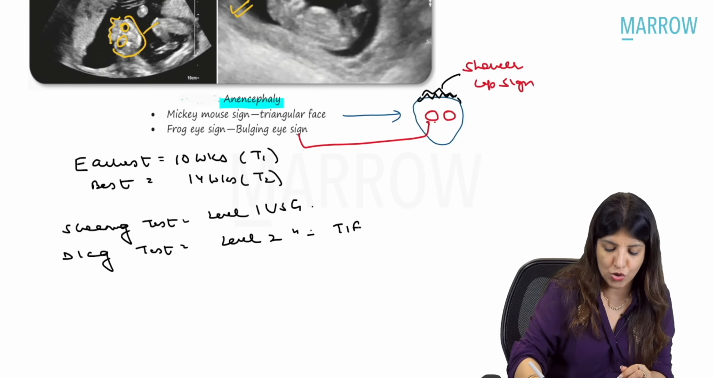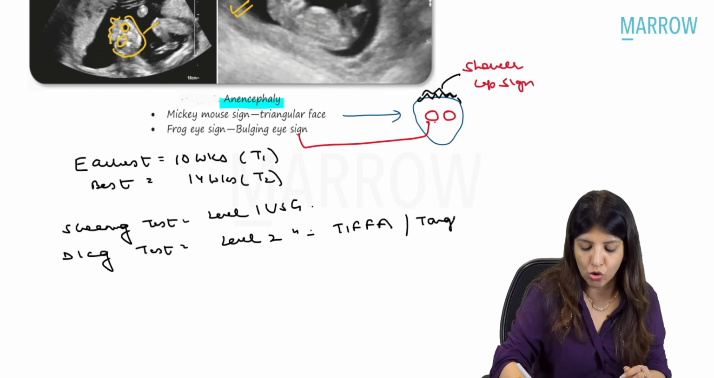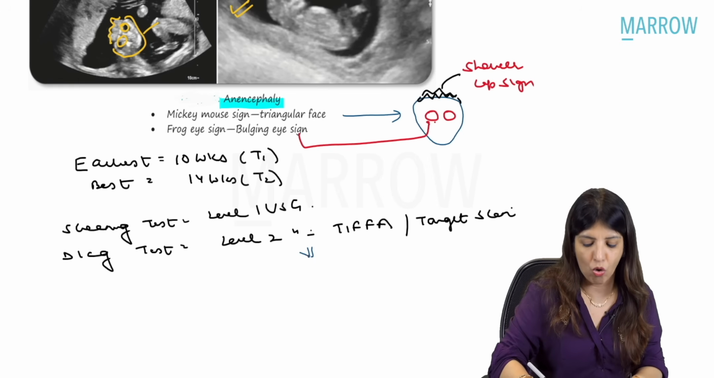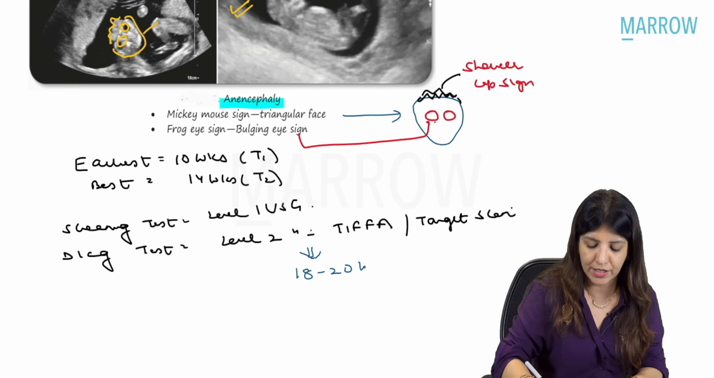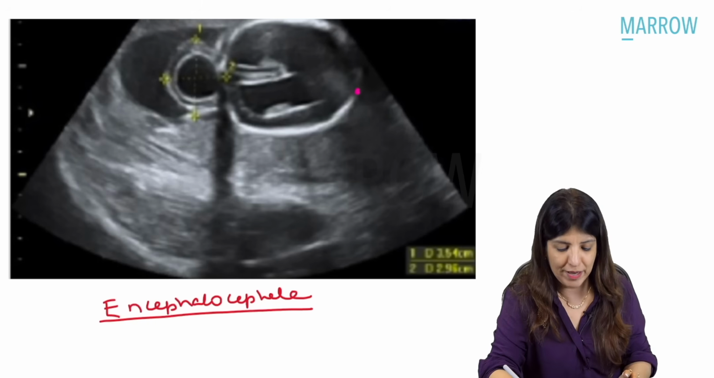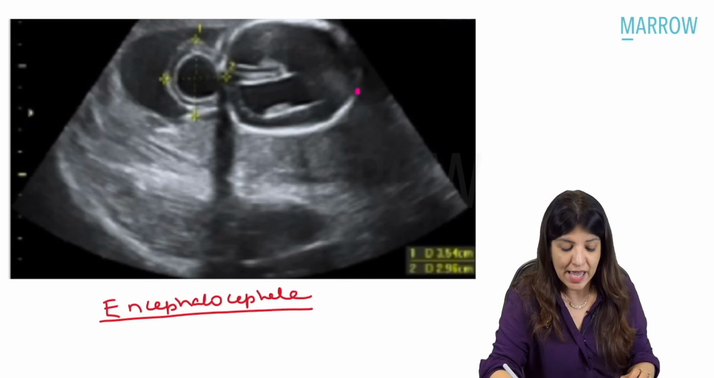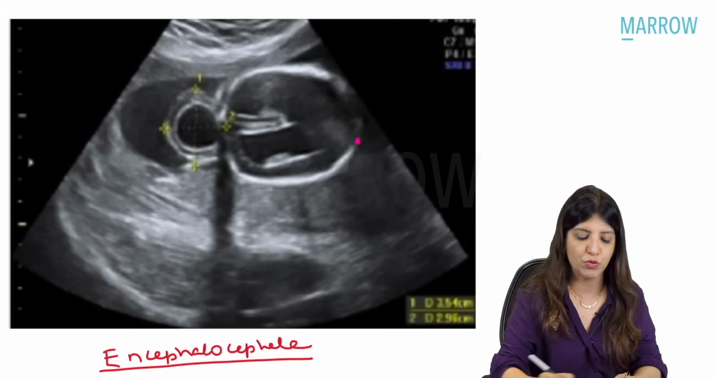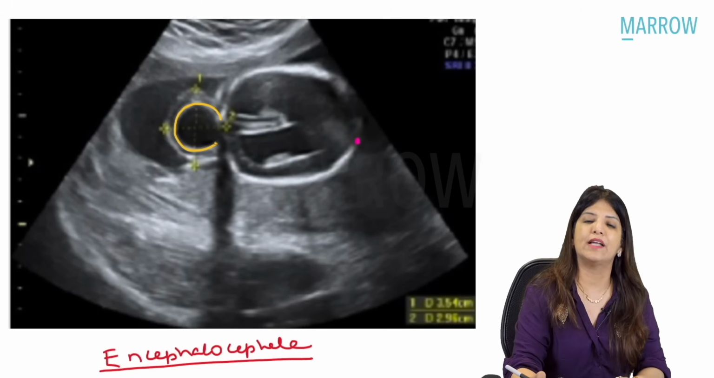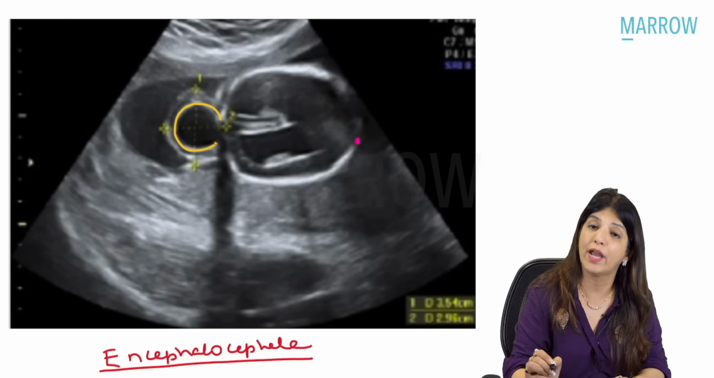Level 2 ultrasound, which is also called TIFA, that is targeted imaging for fetal anomaly, or it is also called target scan. Please remember, target scan has to be done in all pregnant females between 18 to 20 weeks. Right? It should be done in all pregnant females, and this is the best ultrasound to detect gross congenital anomalies. Now, this over here is an ultrasound which is showing that brain tissue is herniating out from a small defect, right? And this is what is called encephalocele. So this is an ultrasound which is showing you encephalocele.